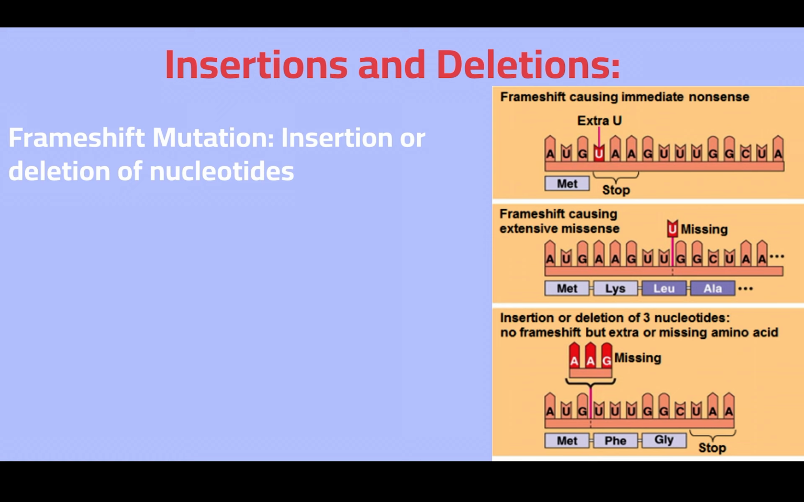Okay, so types of insertions and deletions. An insertion or deletion is just an addition or loss of a nucleotide pair in a gene, and this has a worse effect on the protein than substitutions, because a substitution just swaps something out, but this can completely alter it. And we have a frameshift mutation, which, as I mentioned, is an insertion or deletion of nucleotides.